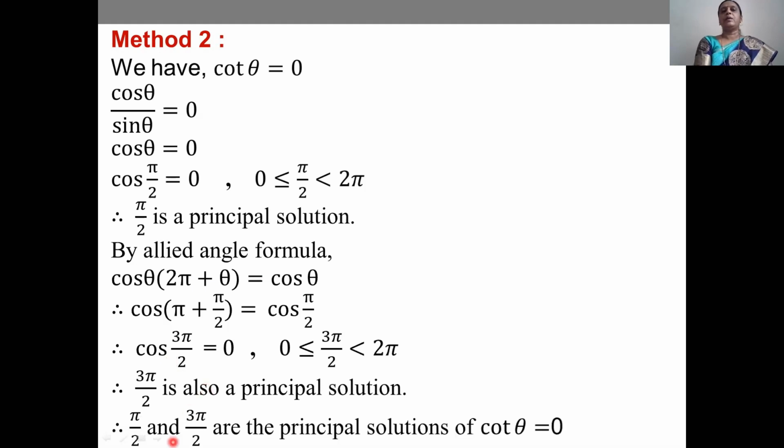Therefore you write down pi by 2 and 3 pi by 2 are principal solutions of cot theta is equal to 0. In the examination, you can solve it by any one of the methods. Now let's consider the next example.